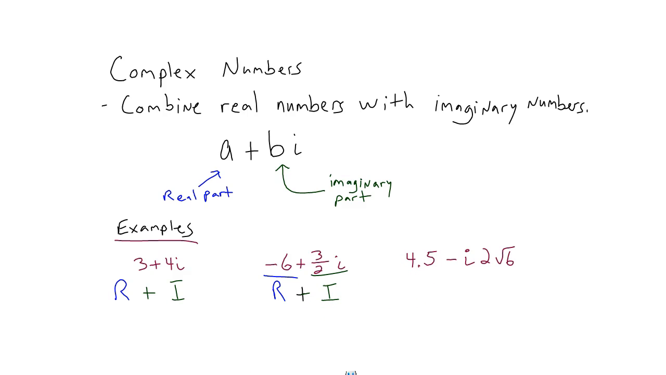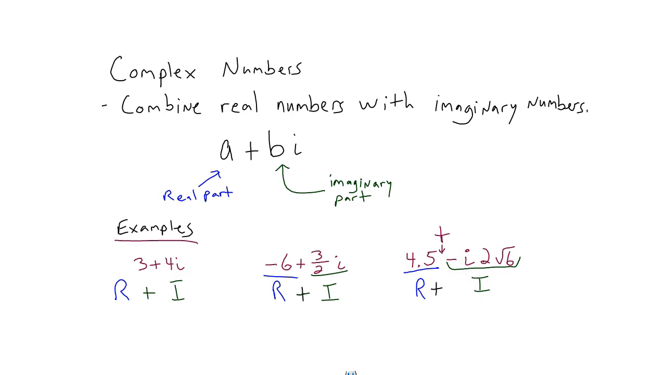Real numbers include decimals and fractions as well. So 4.5 is our real part, and negative i times 2 square root of 6 is our imaginary part. So that's all the imaginary part. And if it helps you to think about it this way, you could think of this minus sign here as plus a negative, so that you've got the plus there, right? Plus a negative gives it the negative imaginary part.